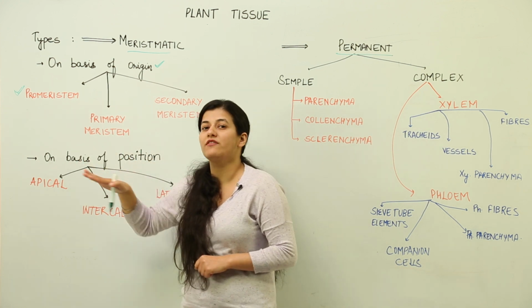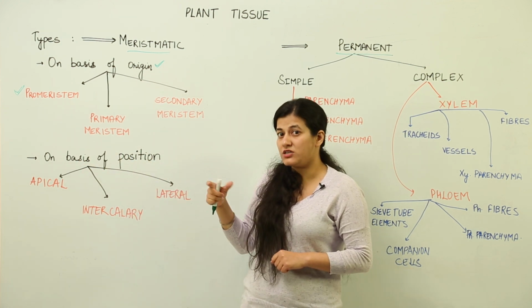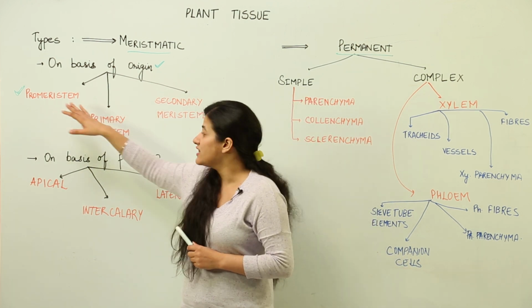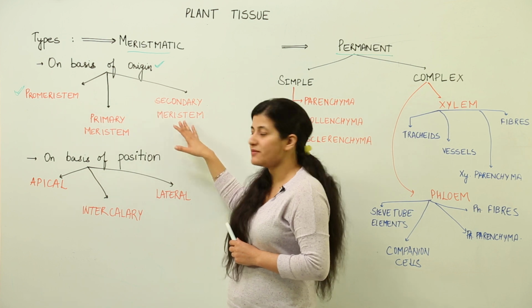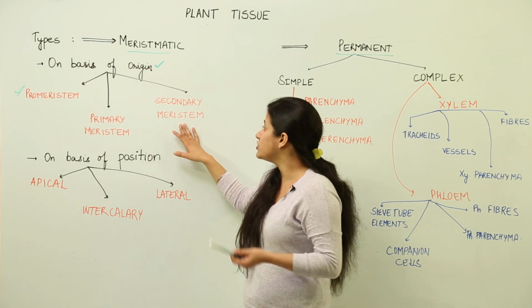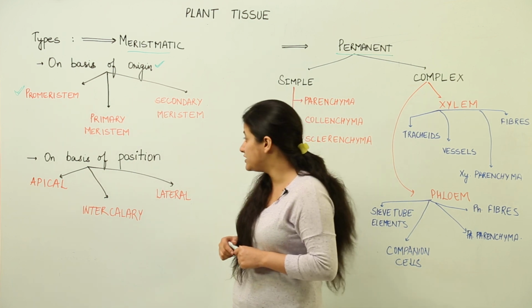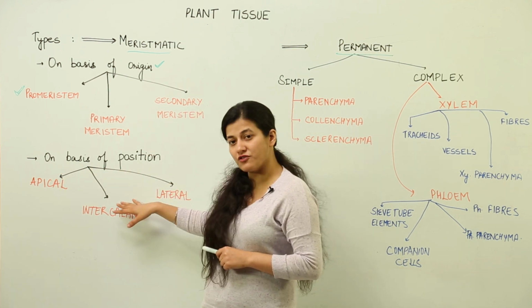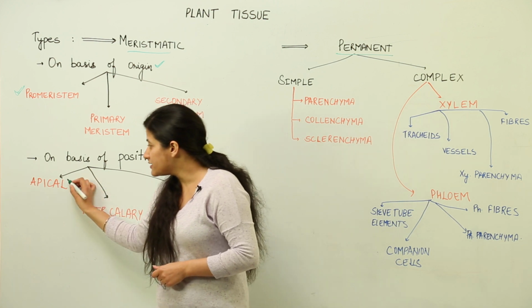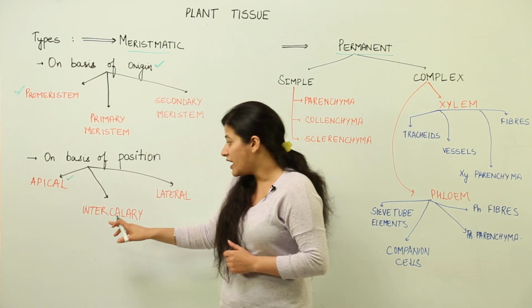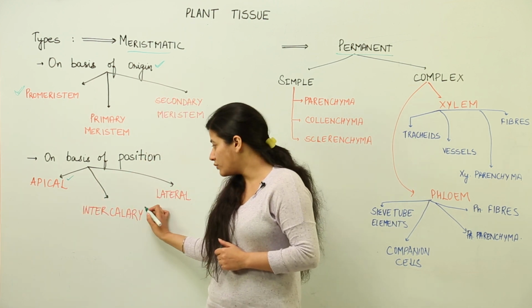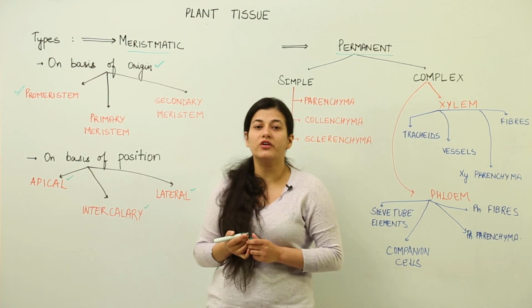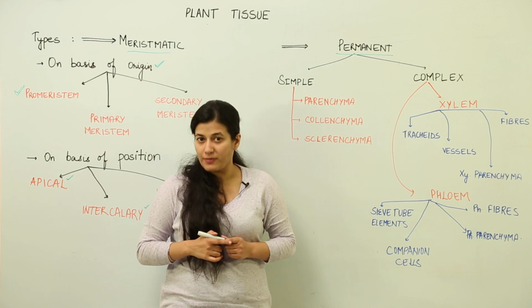That means how they have originated when the plant was initially in its seed constitution. The promeristem comes first, then comes the primary meristem and then comes the secondary meristem, from which the entire plant body would get derived. On the basis of position, there are three types of meristem again. Apical meristem, which is situated at the apex, intercalary meristem, which is found in the grasses, and the lateral meristem, which is responsible for increasing the girth of a plant.